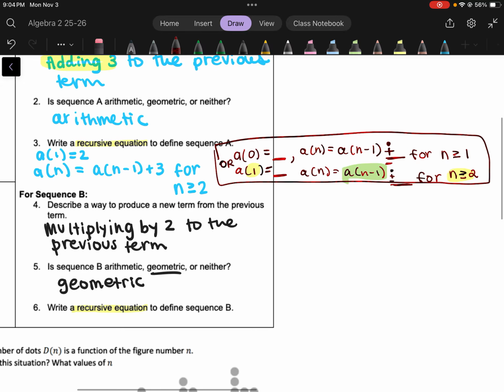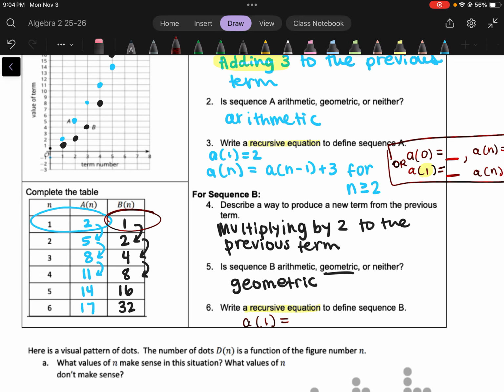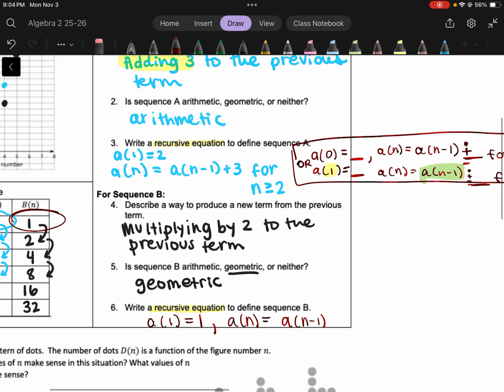So I'm going to start with the first term. The first term of this one is 1. And then to get to the next term, I take the previous term, so a of n minus 1. And this time we're multiplying by 2. So I'm going to say we're multiplying by 2 instead of adding. And then don't forget your domain. So for n's that are greater than or equal to, I started with 1 here, so I'll go up by 1. The domain will start at 2.